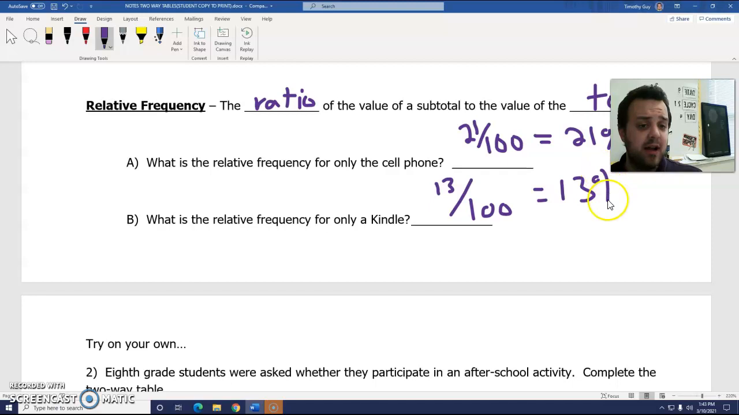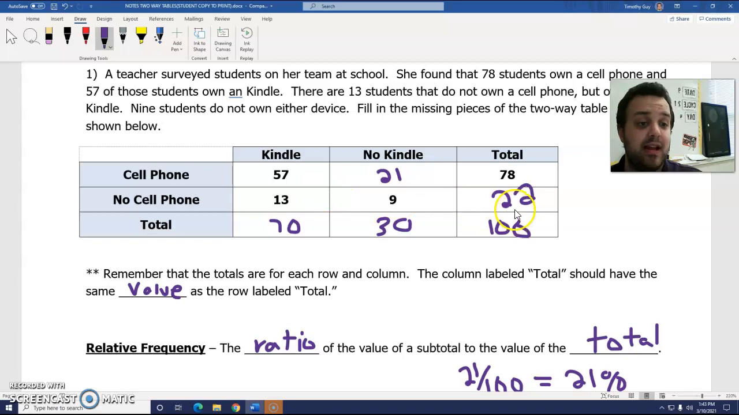Okay, so basically you find whatever subtotal you need, you find the total that relates to it, and then you divide those two and you get your answer.